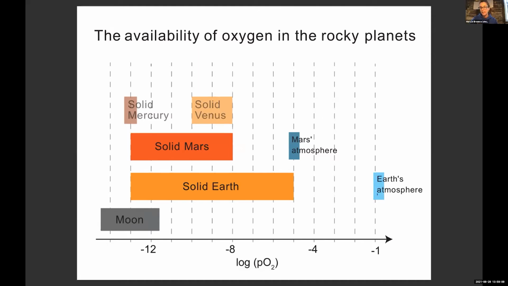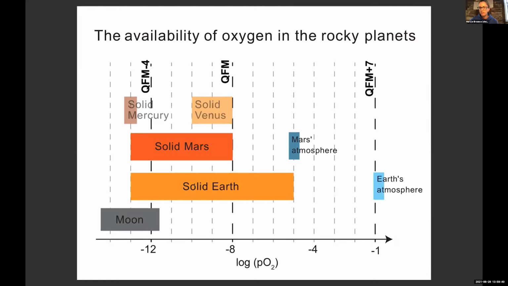And so it's way over here to the right-hand side of the diagram. In comparison, the solid bodies, the solid Earth, solid Mars, Venus, Mercury, the Moon, all have many orders of magnitude lower available oxygen. So these partial pressures of oxygen, or the fugacity of oxygen, in the solid planets are much, much lower. And so we start getting into realms of reduction oxidation chemistry that we don't expect in surface or low temperature environments that we'd been talking about earlier here.